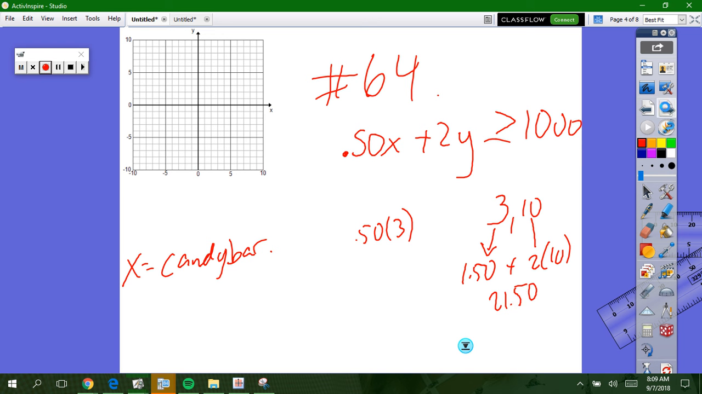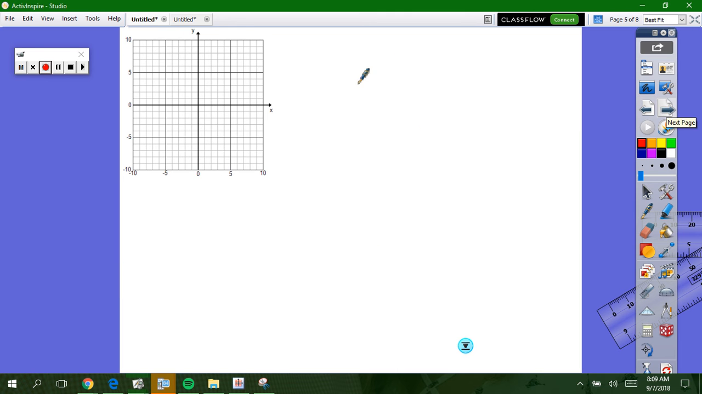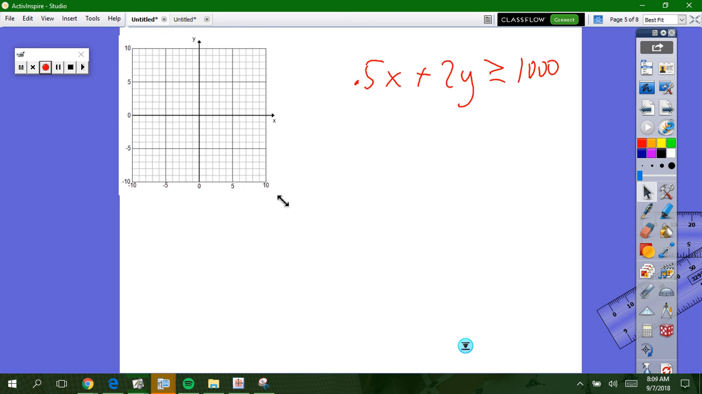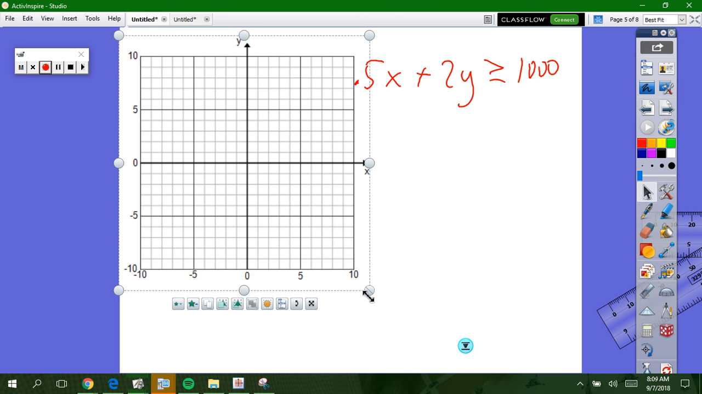Anyway, with that being said, let's go ahead. I'm going to just skip this and go over because there's lots of stuff on the other side. So we had 0.5x plus 2y greater than or equal to 1,000. Okay? Now our graph over here is only going 10 by 10, but we can always rescale it, can't I? Okay. All right. So let's go first off and talk about, once again in this state, I like to graph via my intercept. So what would be my x-intercept? How many candy bars would I have to sell if I'm just selling candy bars to at least make $1,000?